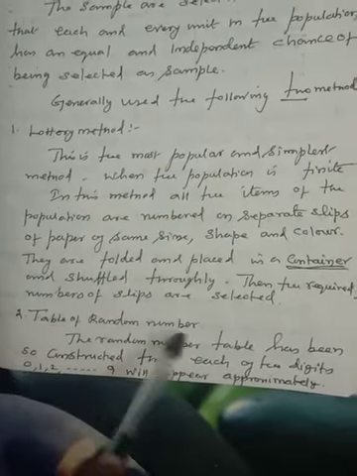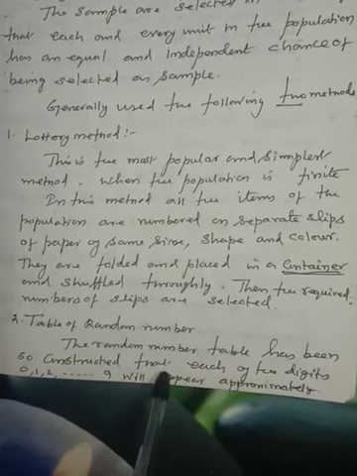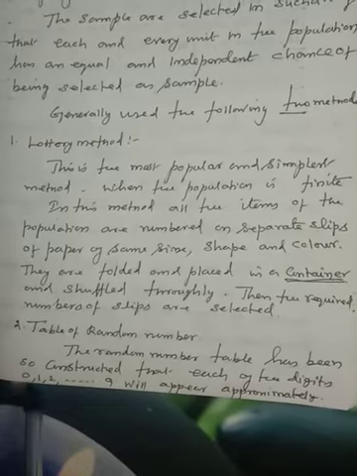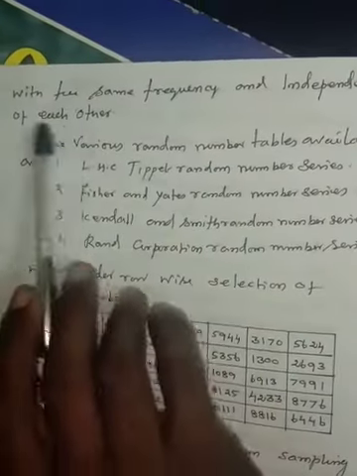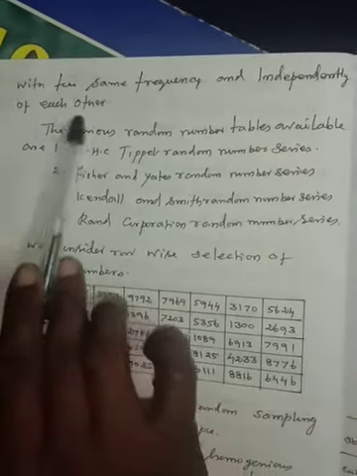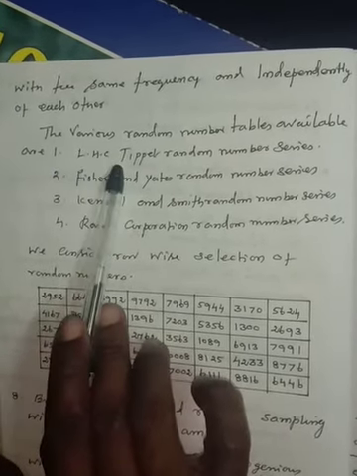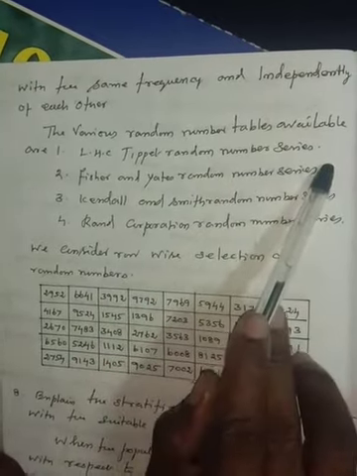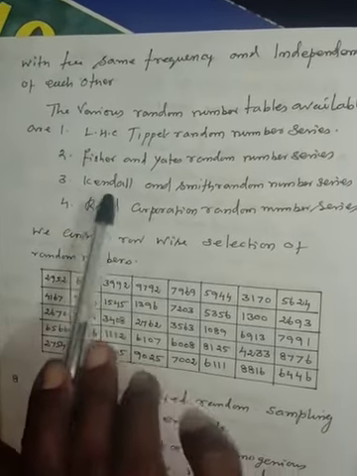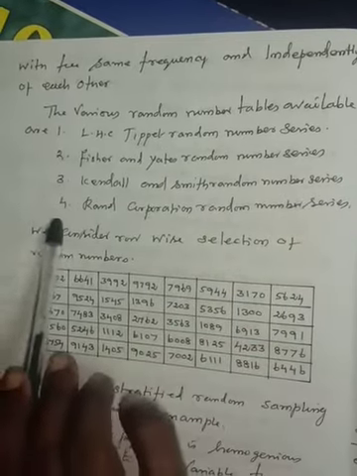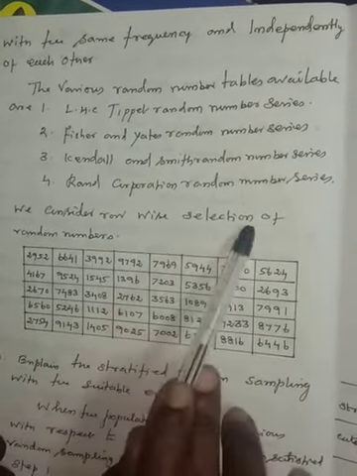Then the required number of slips are selected. Number 2. Table of random numbers. The random number table has been constructed so that each of the digits 0, 1, 2, 3 and so on to 9 will appear approximately with the same frequency and independent of each other. The various random number tables available are: number 1, Tippett's random number series. Number 2, Fisher and Yates random number series. Number 3, Kendall and Smith random number series. Number 4, RAND Corporation random number series. We consider row-wise selection of random numbers.